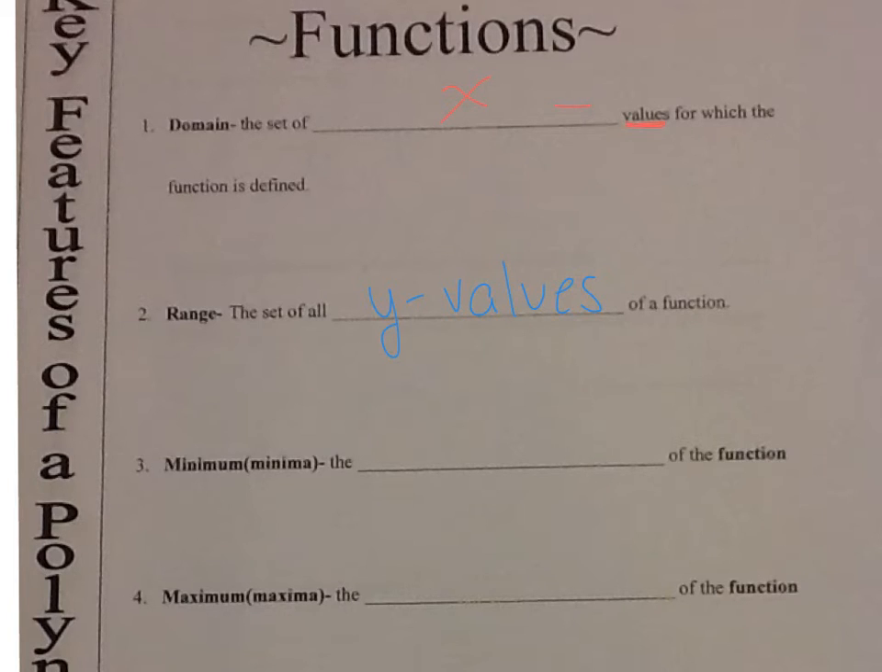And number three is the minimum or minima. That is the smallest value of the function. So right in here, you're going to put smallest value. All right, number four says the maxima or maximum is the largest value of the function. So right in here, put largest. So minimum is how low a function goes, and maximum is the largest, how high up the function will go.